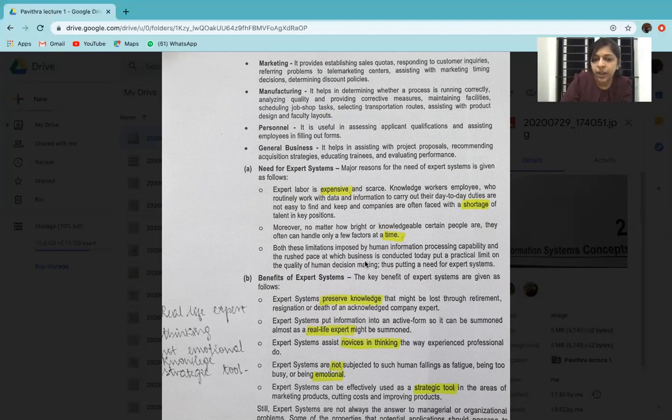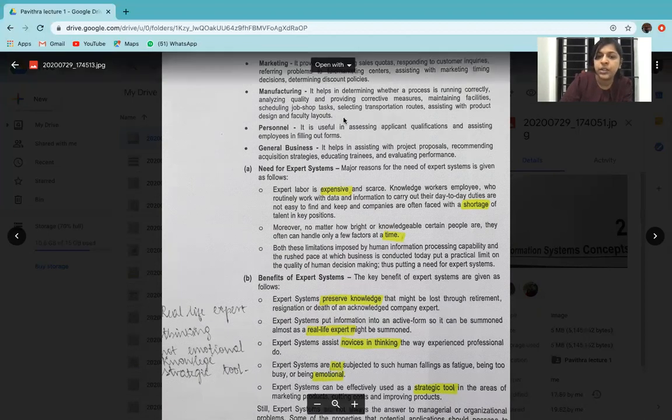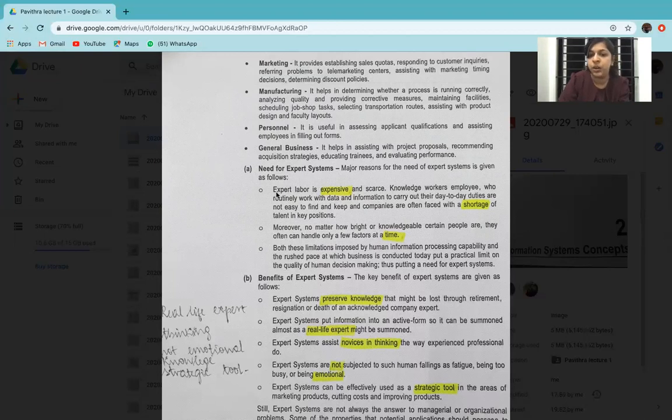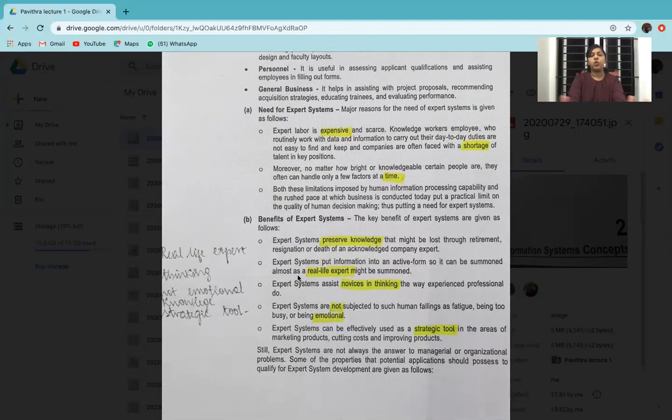So for all these factors, we are moving on to an expert system and replacing the expert labor, because expert labor is expensive, limited or scarce, and the time constraint is that they can deal only with a limited number of factors at a time. We have moved on to the expert system now.